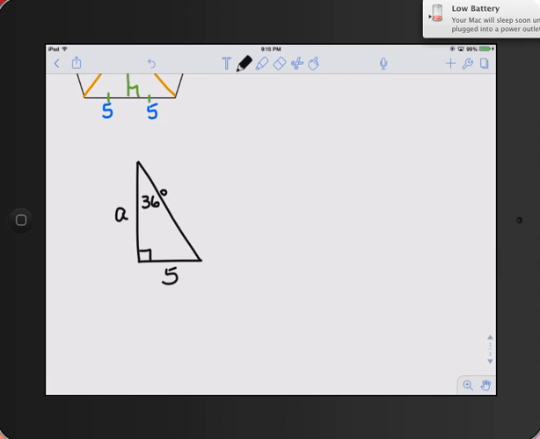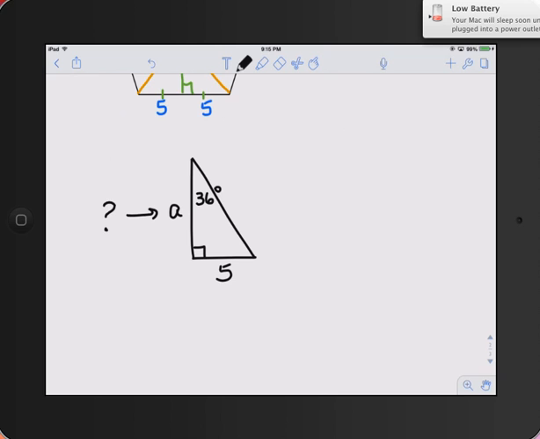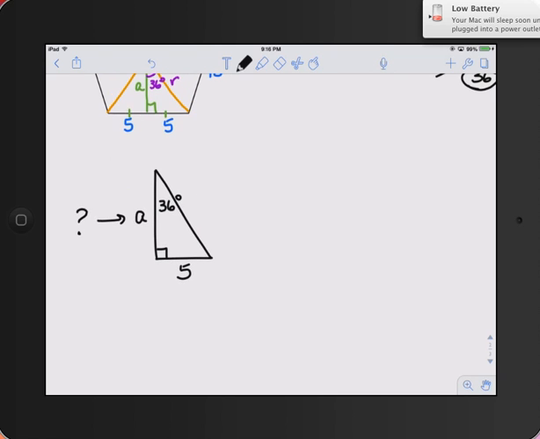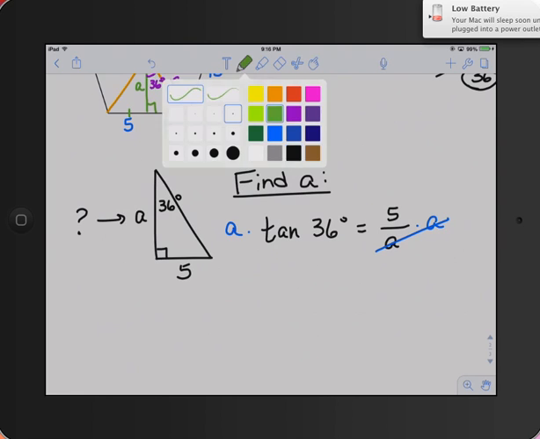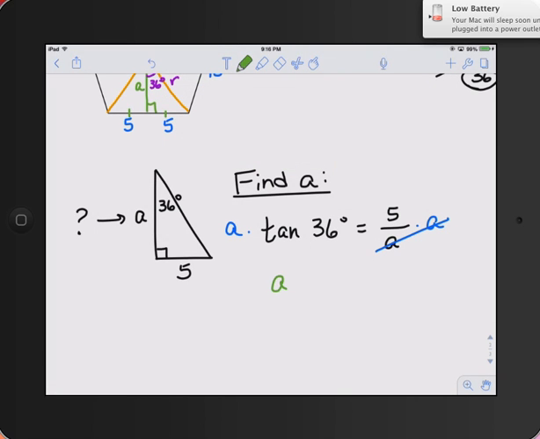Now, how do you find the apothem if you have 36 degrees and you have 5? Well, this is where trig comes in handy. Tangent of 36 degrees is equal to the opposite, which is 5, over the adjacent, which is the apothem. Okay, we're going to multiply both sides by A, and then divide by tangent 36. So your apothem, which again we need to do the area because it's 1/2 apothem times perimeter, will be 5 divided by the tangent of 36.